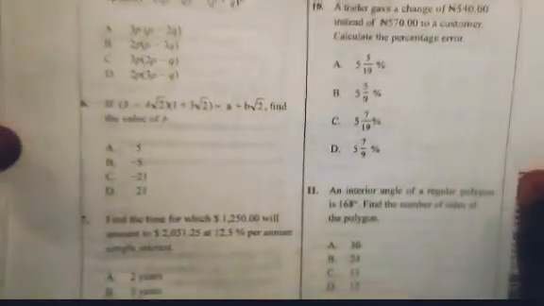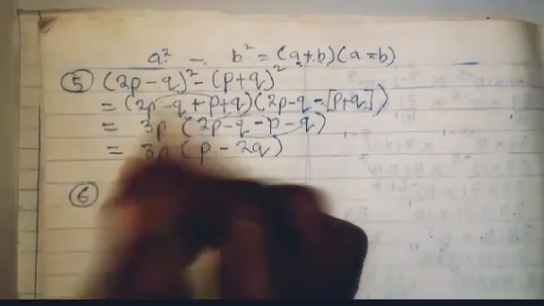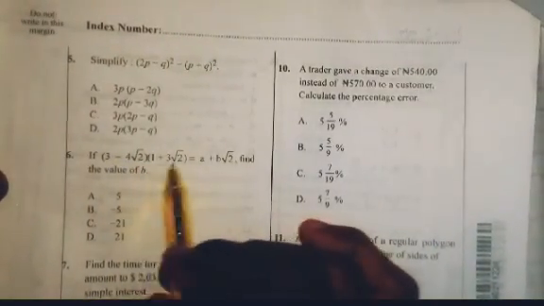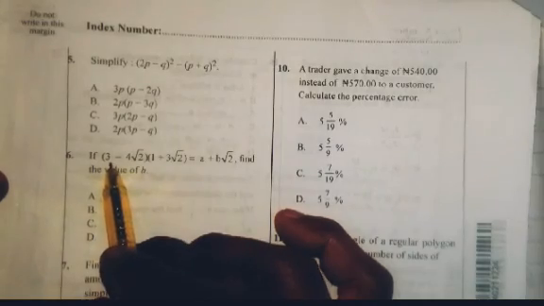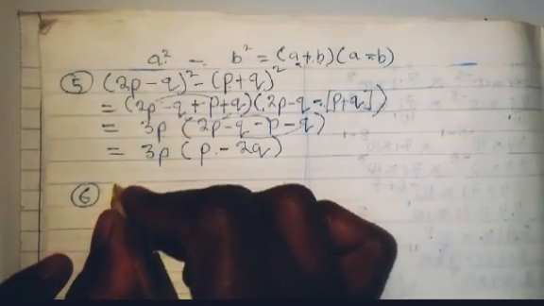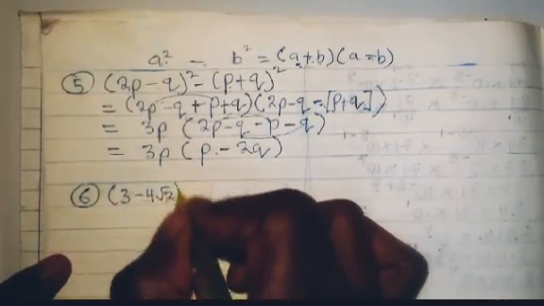Let us quickly dive into question 6. Now in question 6, this is a case of surds. We are multiplying the surds. So the first bracket we have 3 − 4√2. So write it out, open bracket 3 − 4√2.